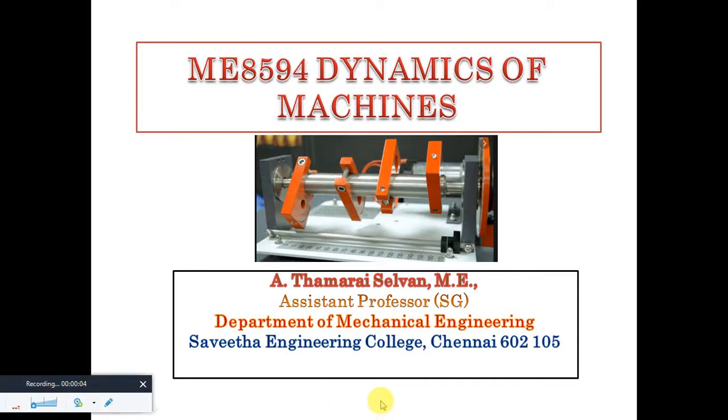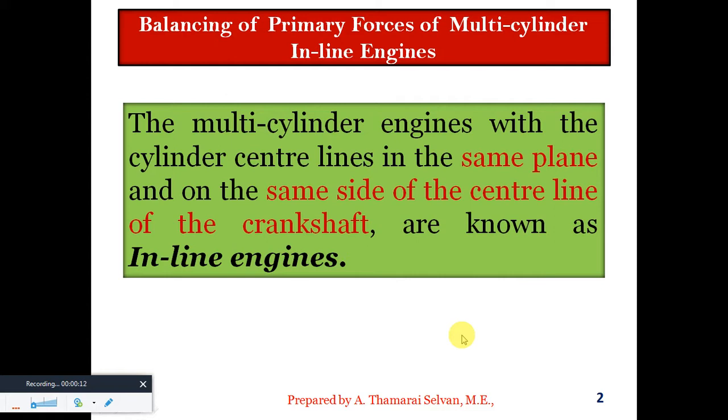Hi students, in the second unit we have inline radial engines, V engines, and we have linkages, balancing of linkages. So we will see one by one. In this session we are going to see about the balancing of multi-cylinder inline engines.